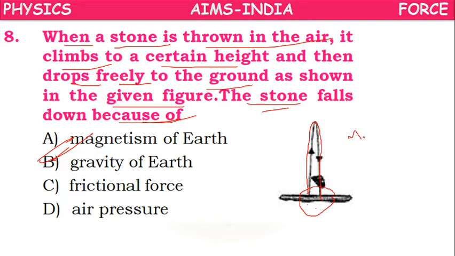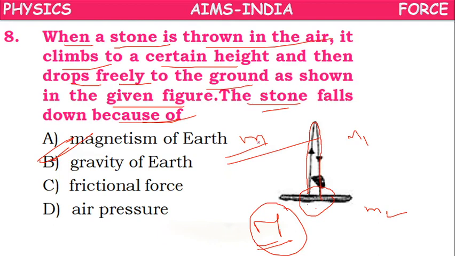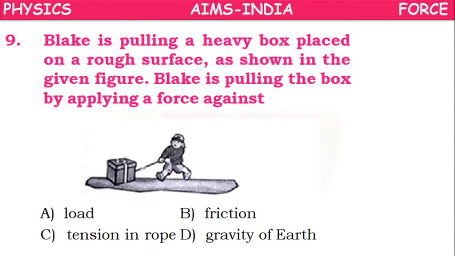Stone is a mass m1, earth is a mass m2, or stone mass is very small m, earth mass is huge, capital M. Between two masses there will be gravitational force. So gravity of earth is the correct answer. Next.